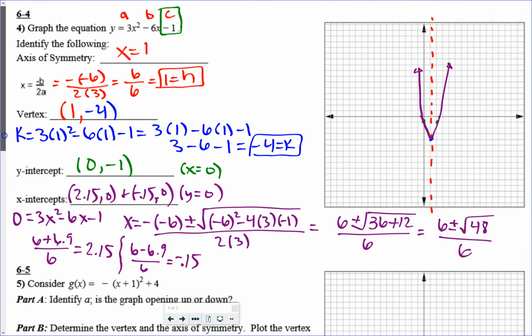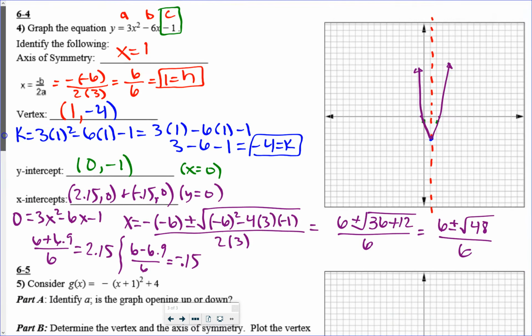Alright. Identify A. So what is A in this one? A is -1, so are we going to open up or down? We're going to open down. I can also go ahead and answer part E, right? Since A is -1, is it going to be stretched or compressed? Kind of a trick question. It's neither. Stretch would make it a 2, 3, even a -2, a -3. That's still a stretch. Compress is if it's less than 1, so like 1/2 or -1/2. Those would both be compressions. Positive or negative tells you up or down.